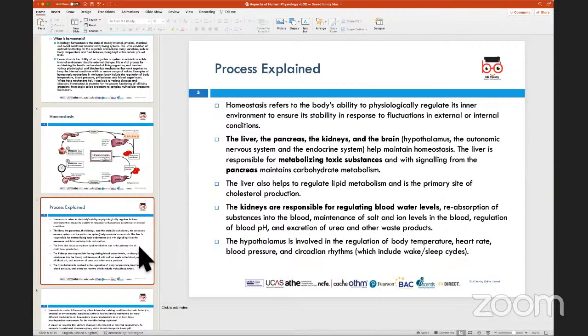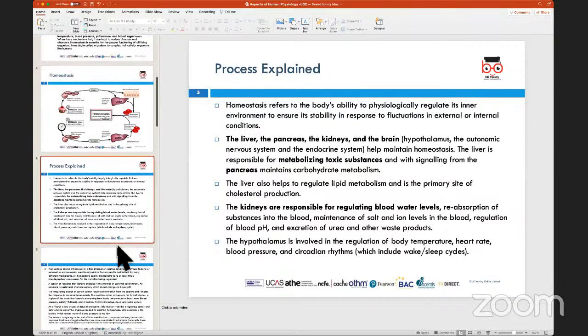And the absorption of these hormones and chemicals into your body for the process of maintaining the functioning of your internal environment generally tends to be homeostasis.